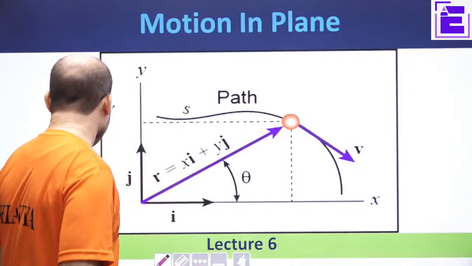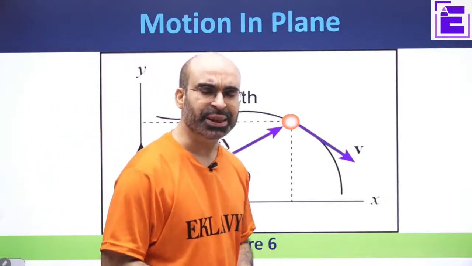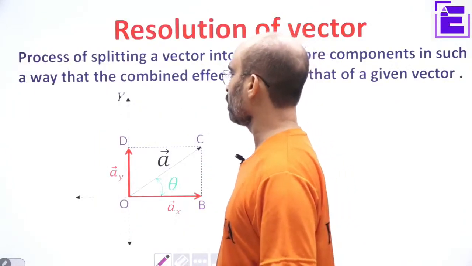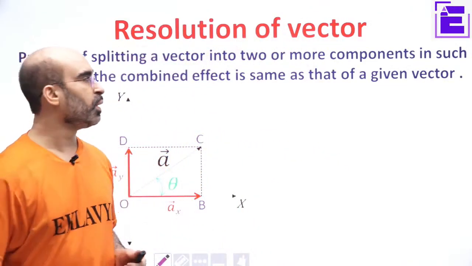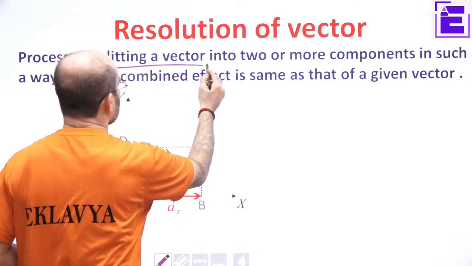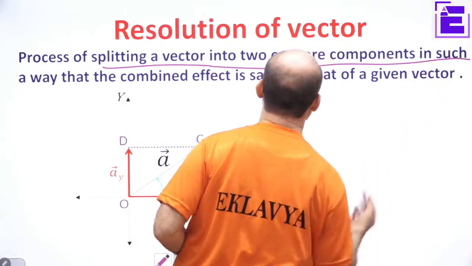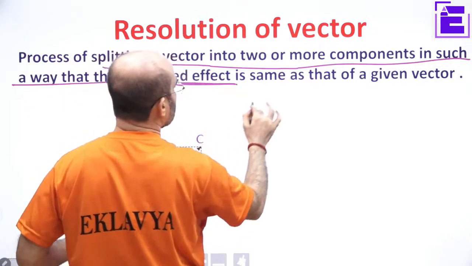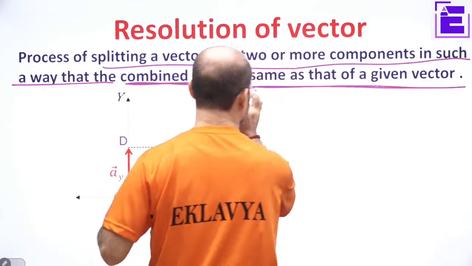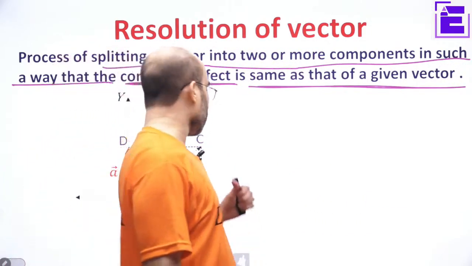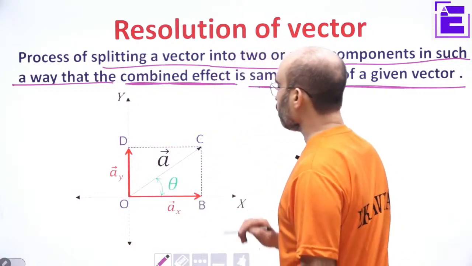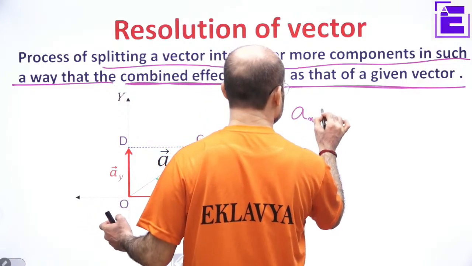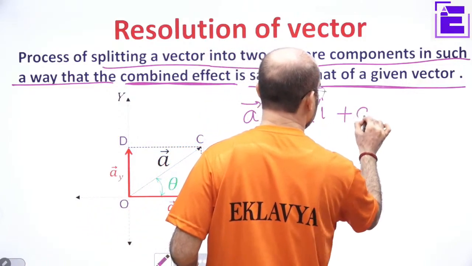So let us quickly have the basic definition of resolution of vectors. It is the process of splitting a vector into two or more components in such a way that the combined effect, mind it, the combined effect, is the same as that of the given vector. So here, if you see, this vector A is written as AX plus AY.